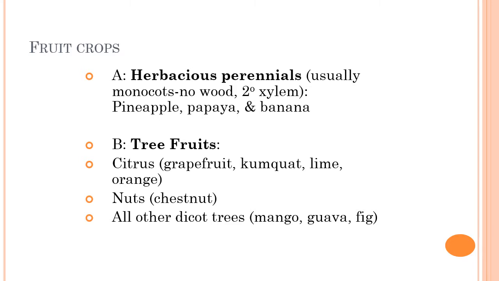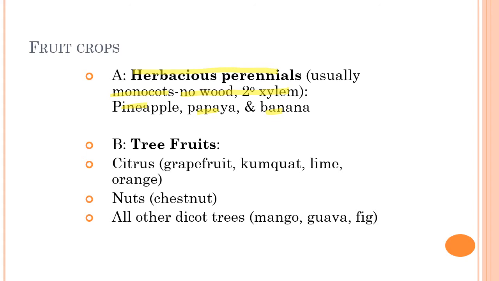Okay, another classification of fruit crops is herbaceous perennials. That means they are perennials, so they produce fruits year after year, but they are herbaceous. These include plants that are monocots and they don't develop secondary xylem or wood. Examples of herbaceous perennial fruit plants are pineapple, papaya, and banana. These are all herbaceous perennials. That means the stem is usually soft. They don't have wood.